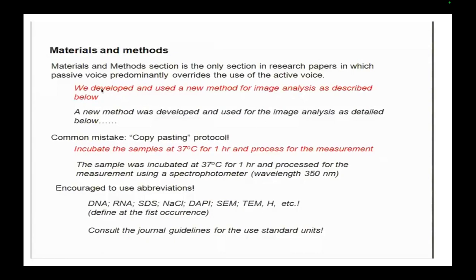So these are some examples of how to write the materials and methods section, how to write the sentences exactly, because the past tense I already told you. Well, this is the one way we developed. We have to use the passive voice, which is more preferable. For example, this is also the past tense, but passive voice is more preferable. So the example is like that.